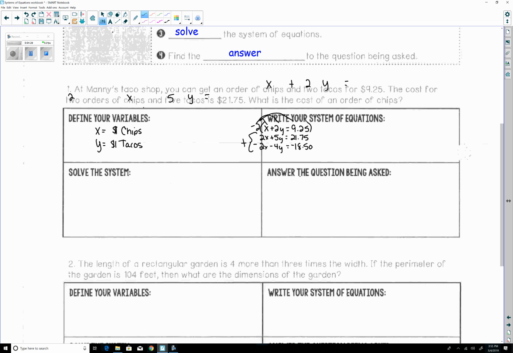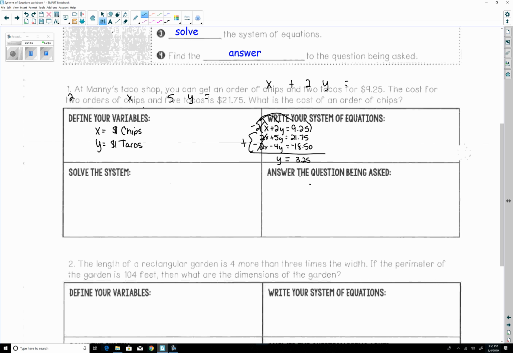2x plus -2x is going to be 0. Those are going to be eliminated. 5y plus -4y is just going to be 1y, or just plain y. 2175 plus -1850 is going to be 325. So my y is 325.